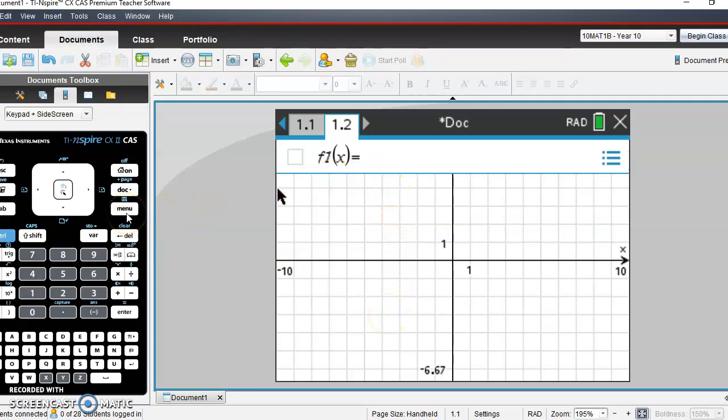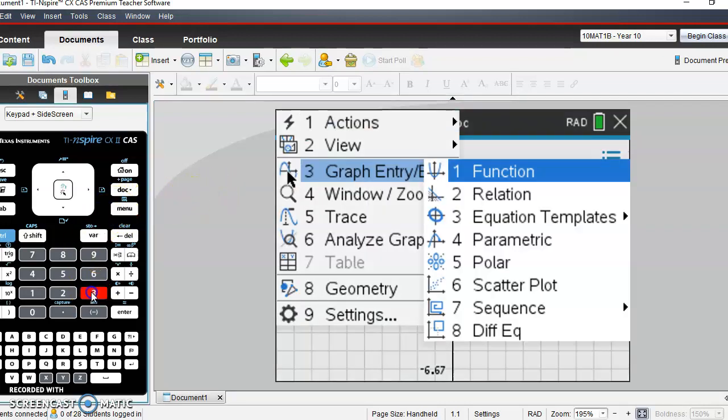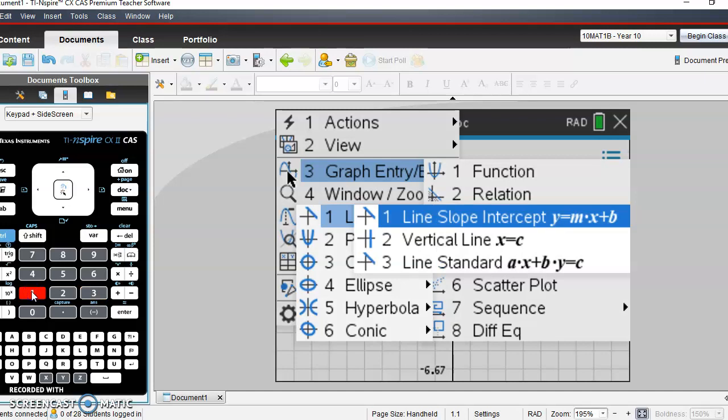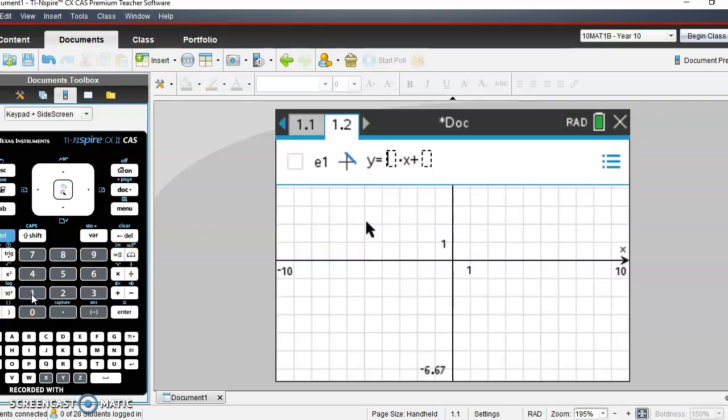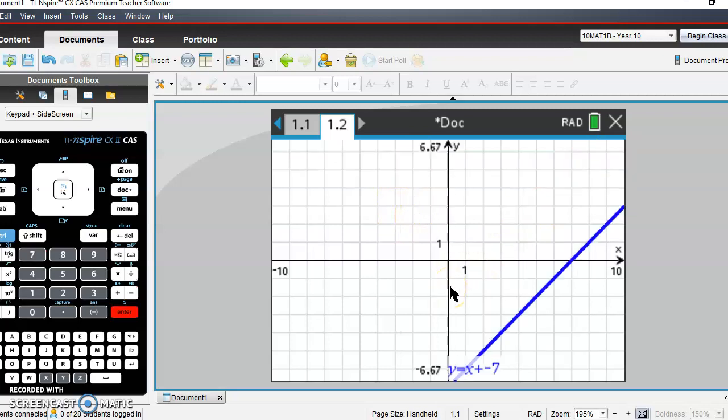We're using the Y format, so we need to go menu. Remember what it is? Quick way 3, 3, 1. And our first equation was in the form of Y equals mx plus c. So option 1. And the equation was Y equals x minus 7. So remember, we do need to put the 1 in there, otherwise it won't recognize that 1 being there. 1x and negative 7. So plus and minus gives you, and press enter.